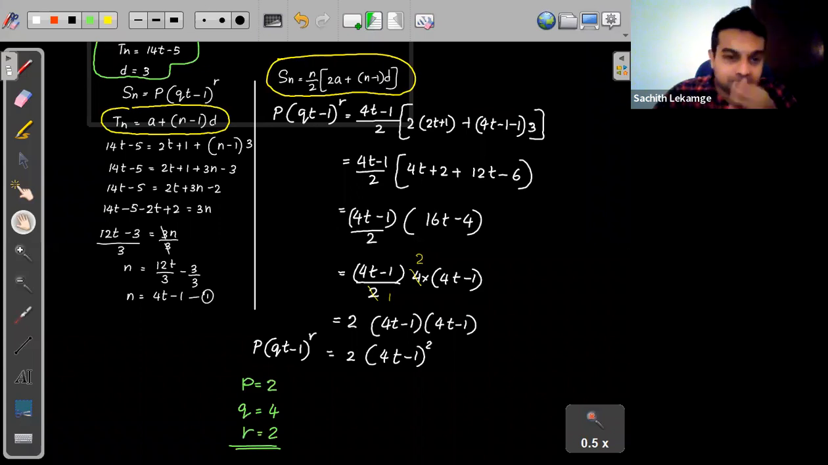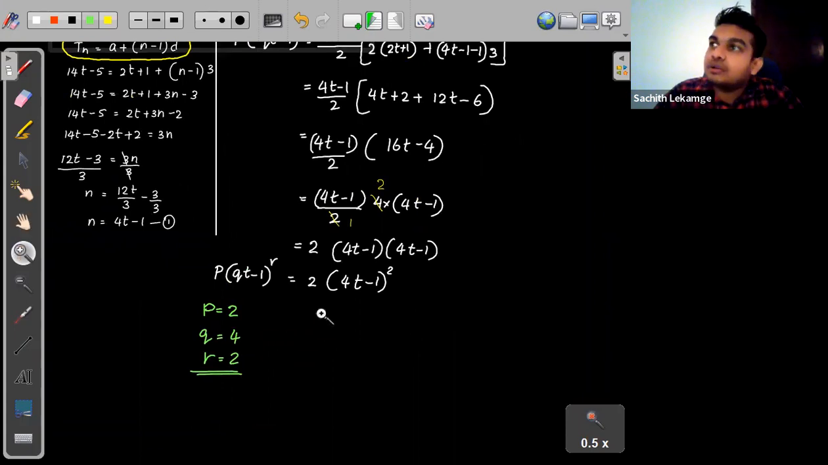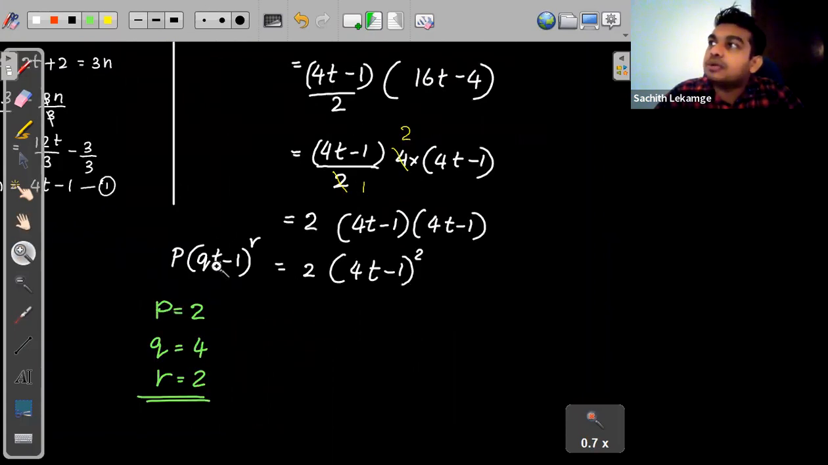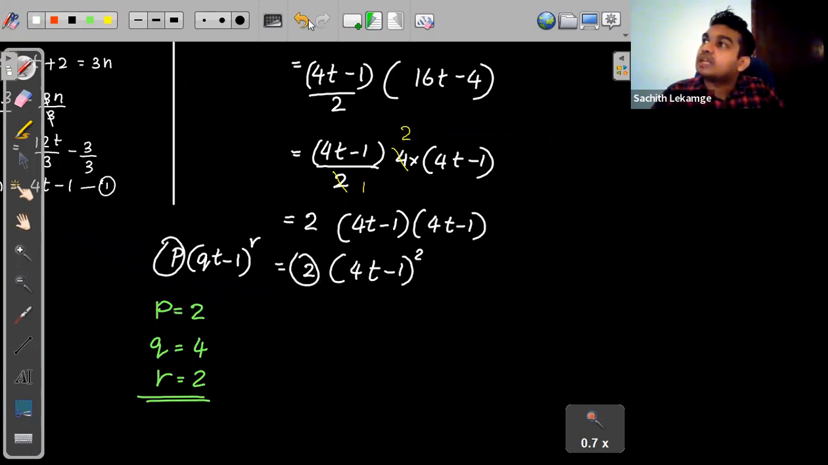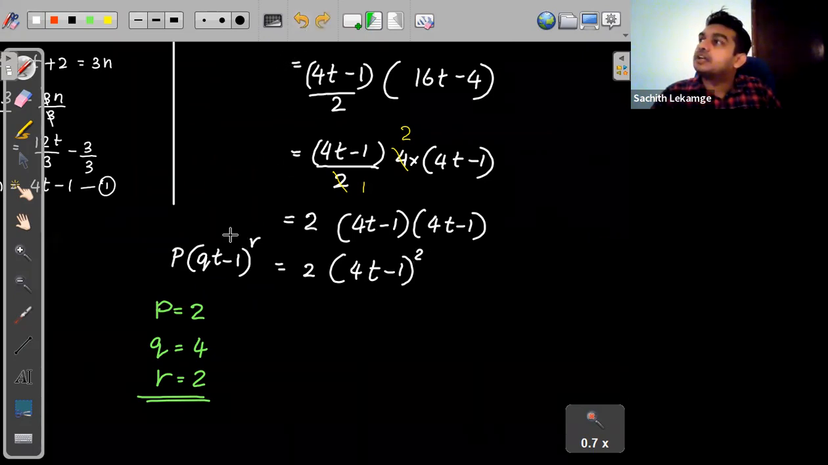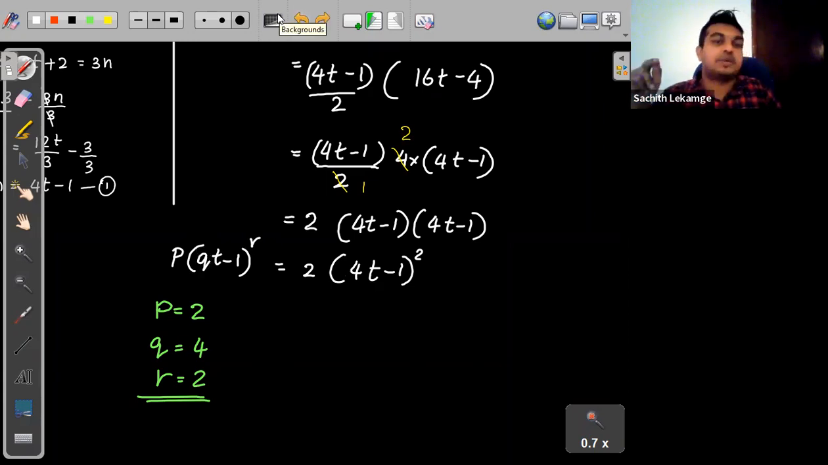Going back to the lesson, how did I find the value of P, Q and R? It's like this. Now check this. When you check this, can you all see this QT minus 1 format is over here? P behaves as 2. R behaves as 2. Q behaves as 4. Why? They both look similar. That's why.